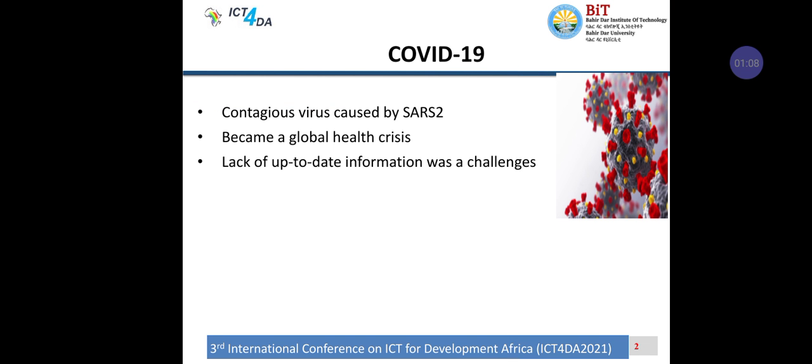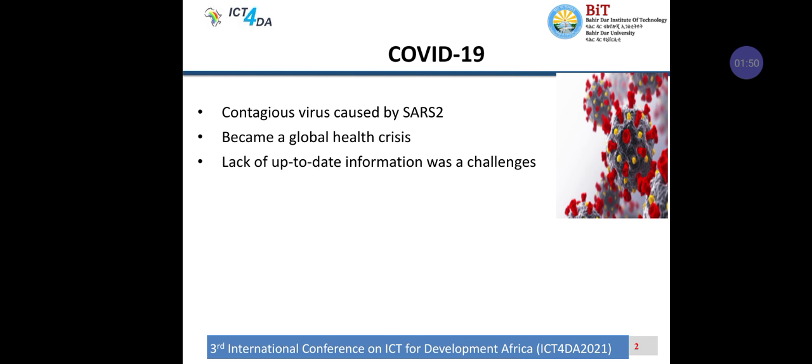So, as most of us know, COVID-19 disease is a contagious virus caused by SARS-2, usually called severe acute respiratory syndrome 2, and COVID became a global health crisis which causes human loss of life, and still promises to create ripples of death and destruction.